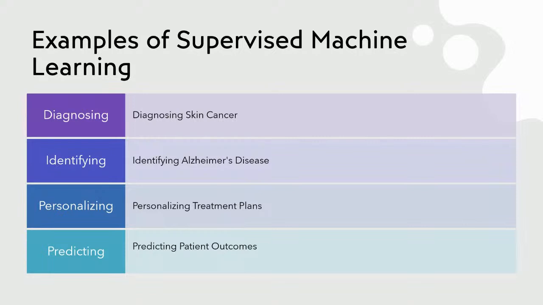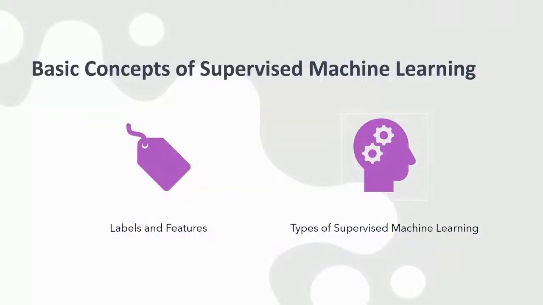These algorithms can also be trained to predict patient outcomes based on a range of factors such as age, medical history, and laboratory test results. This can help healthcare providers identify high risk patients who may require close monitoring or aggressive treatment. Now that we know what supervised machine learning is, let's discuss some of the basic concepts.